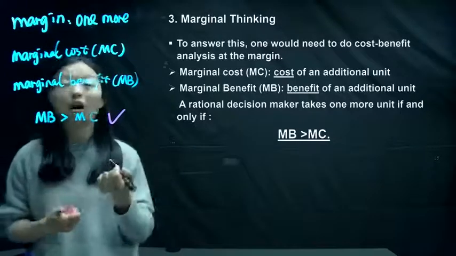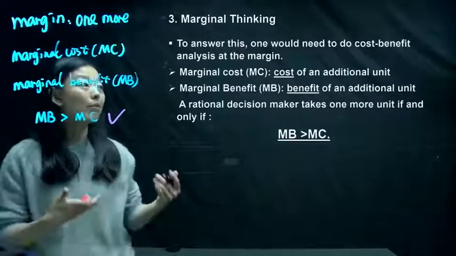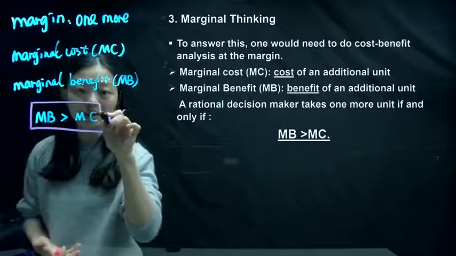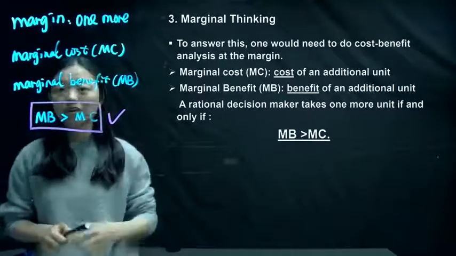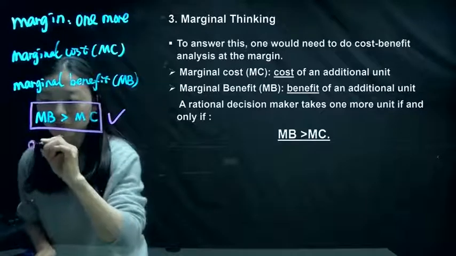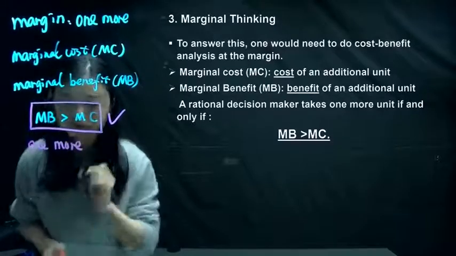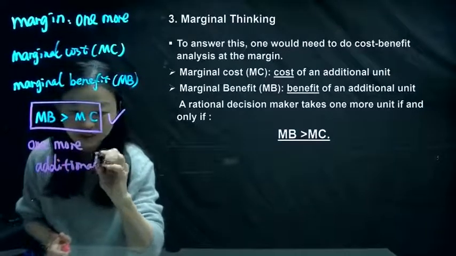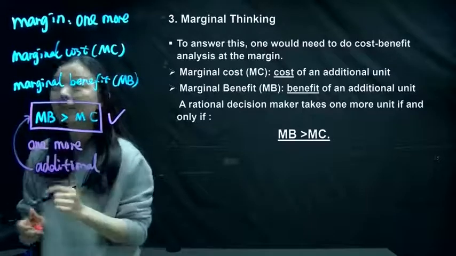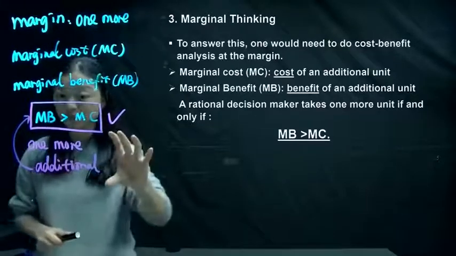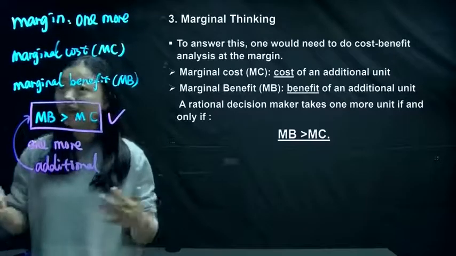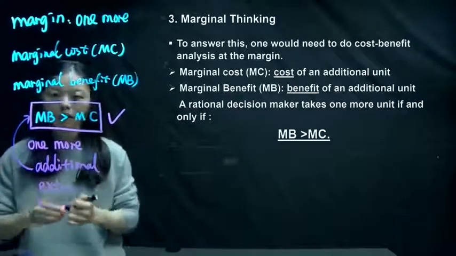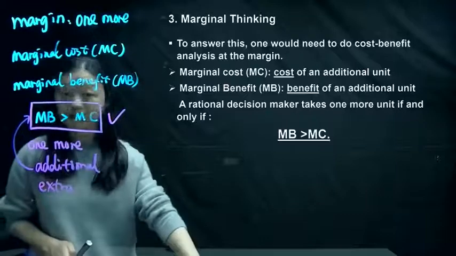The rational people will only make one more or take one more unit if we have marginal benefit larger than marginal cost. So here the keyword is one more, or like additional. Those are the keywords when we apply this important decision rule, okay? Either one more, additional, extra, okay? So those are some keywords when we apply this marginal thinking decision.